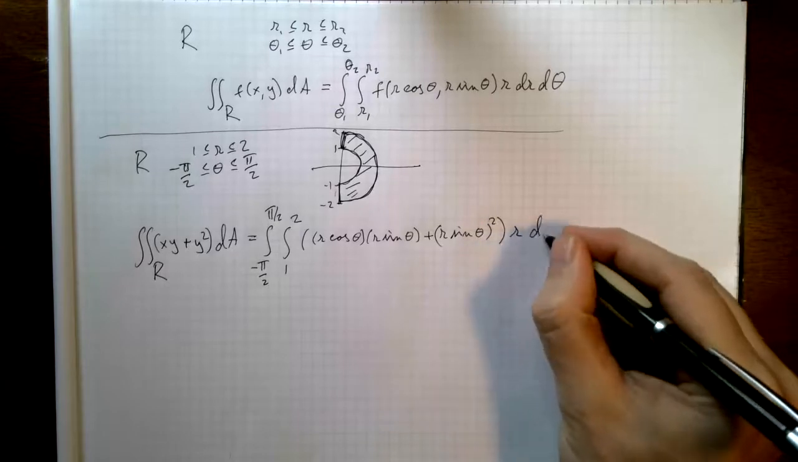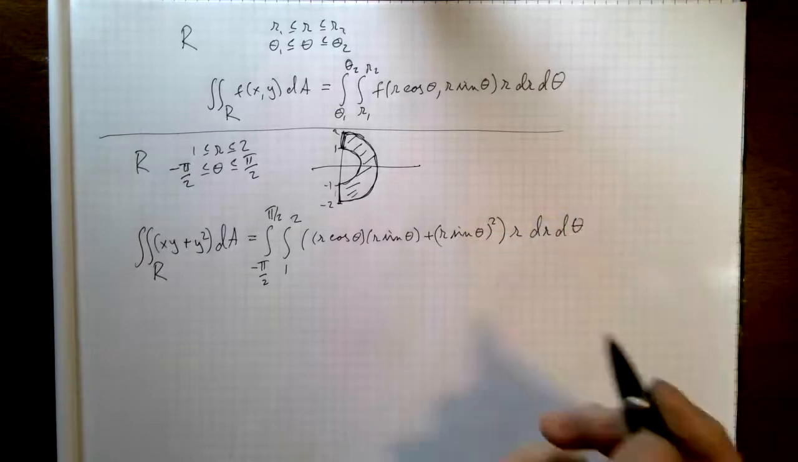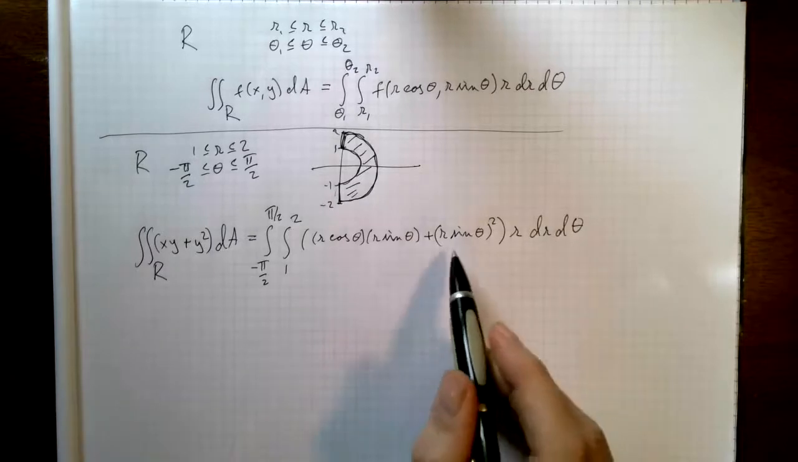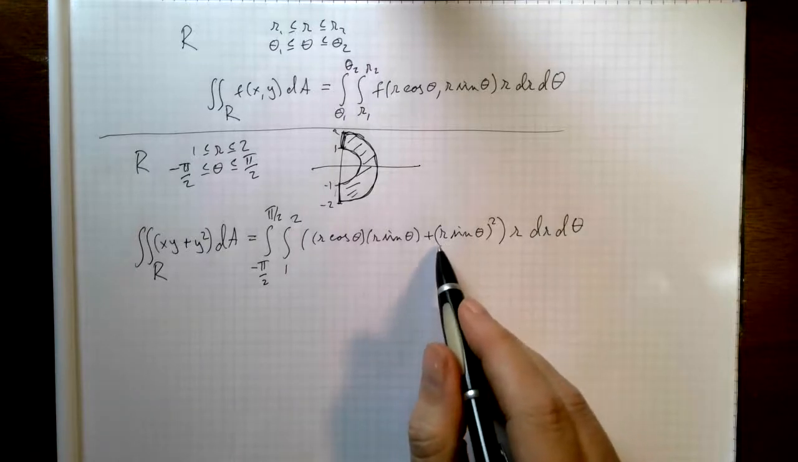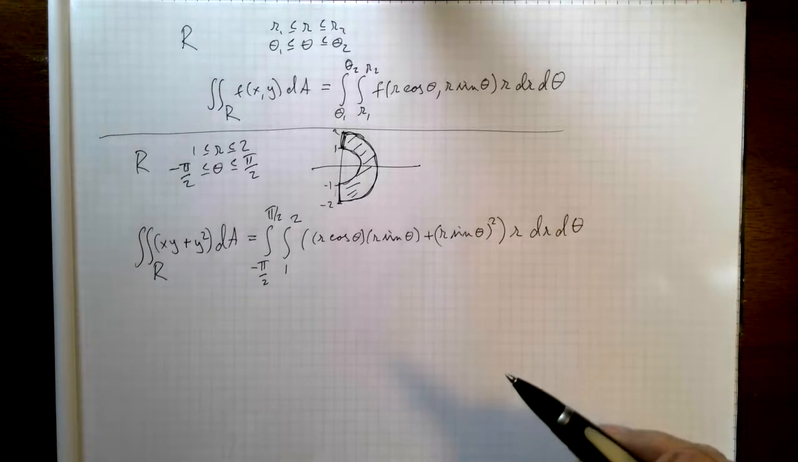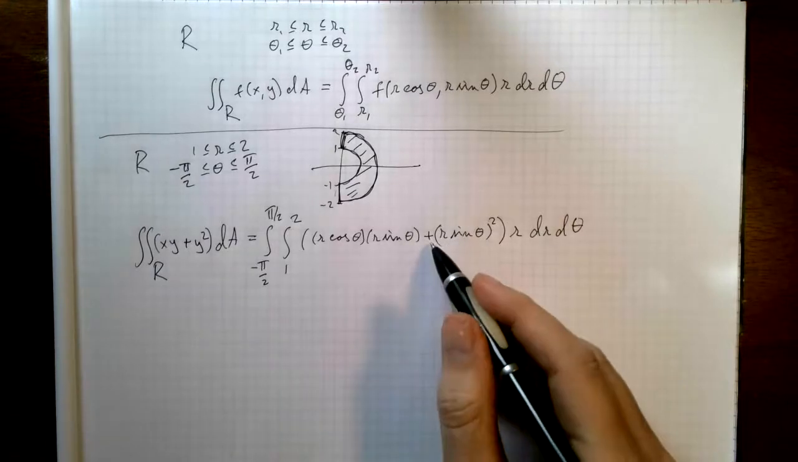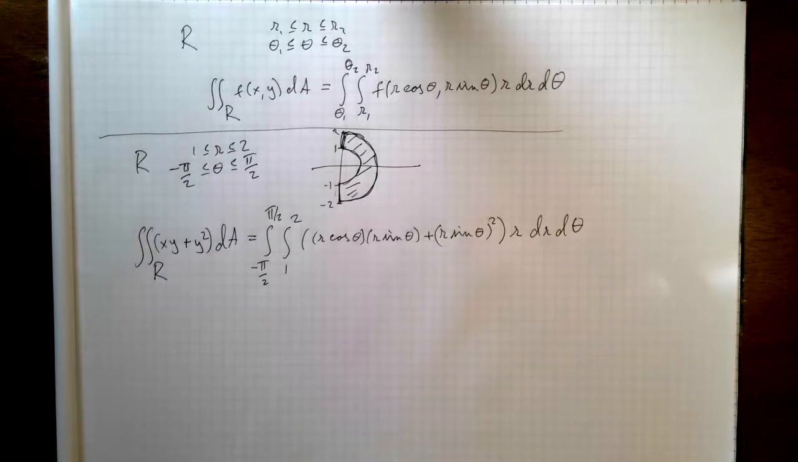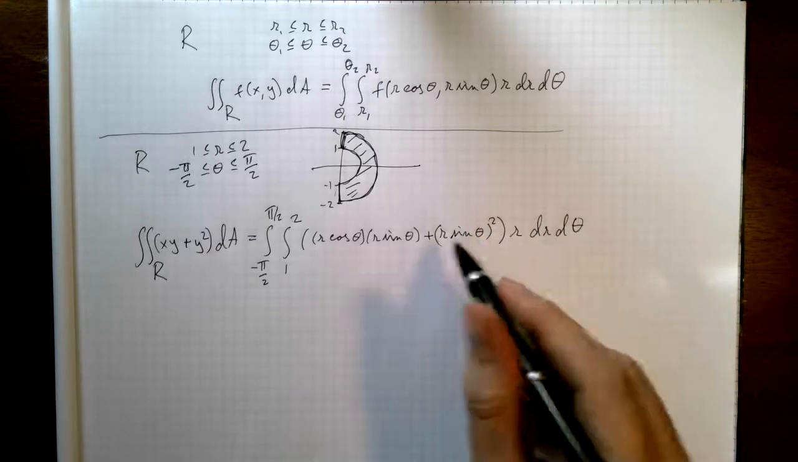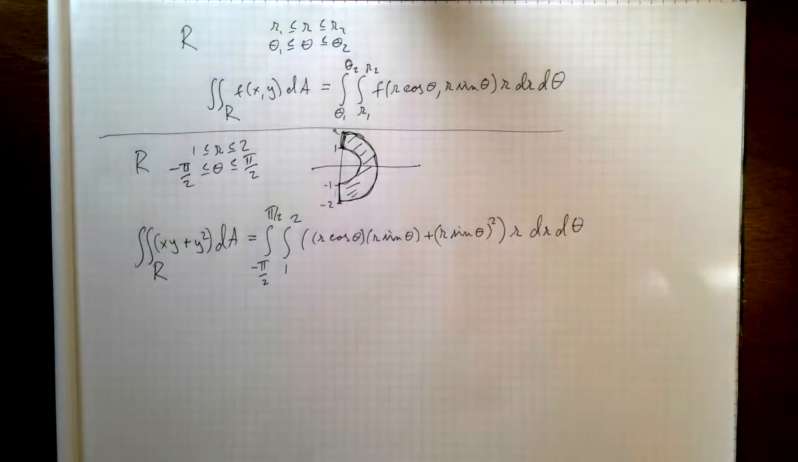times r dr d theta. Something I see on exams and quizzes is that people are missing these parentheses when they're doing something like this. If you don't write the parentheses over here, it's really easy to forget that the r is squared as well, right? And if you forget the parentheses, then it means something completely different to begin with. Even if you say, well, I'm going to remember, I don't have to write down parentheses, write down parentheses.